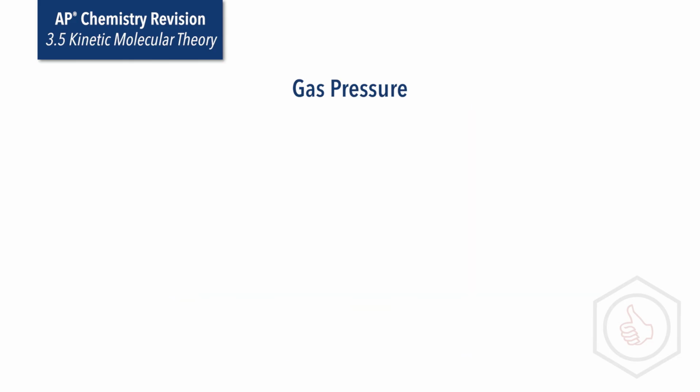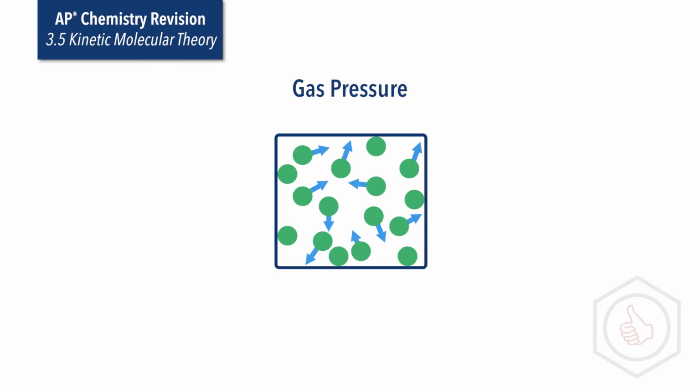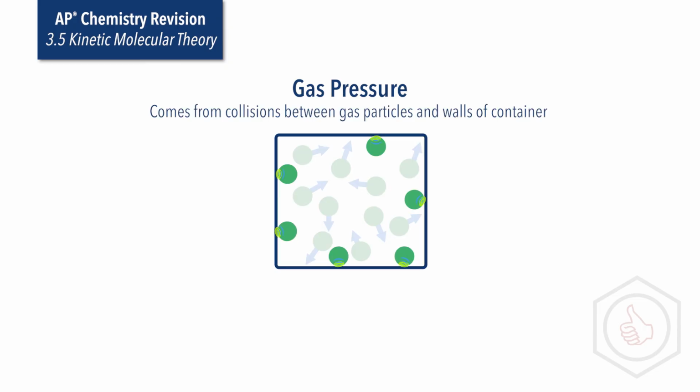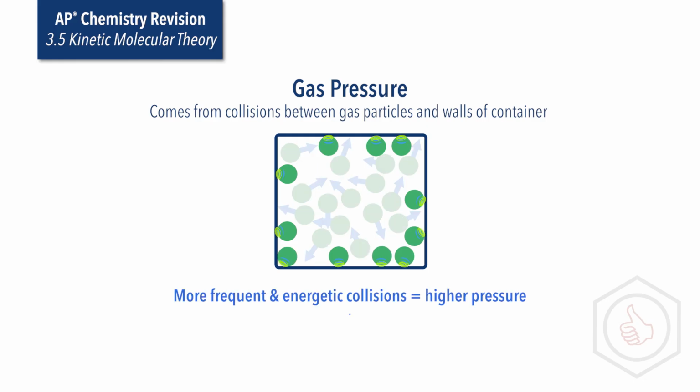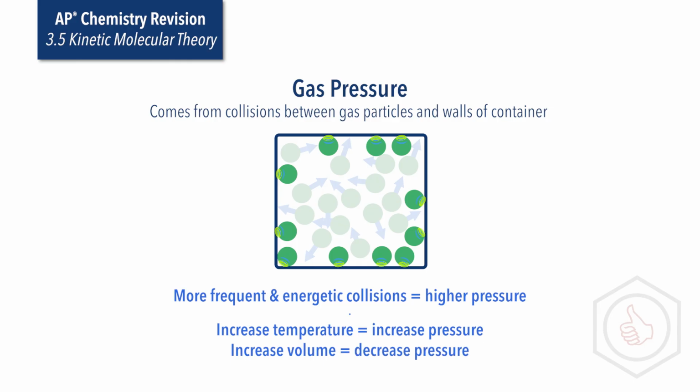Gas pressure results from collisions between gas particles and the walls of the container they are in. The more frequent or more energetic the collisions, the higher the pressure of the gas. If you increase the temperature of the system, because the gas particles are colliding more frequently and with greater energy, the pressure will increase. Equally, if you increase the volume of a gas at a particular temperature, the particles will have the same amount of energy but will collide with the walls of the container less frequently because they're in a larger volume, meaning a lower pressure overall.